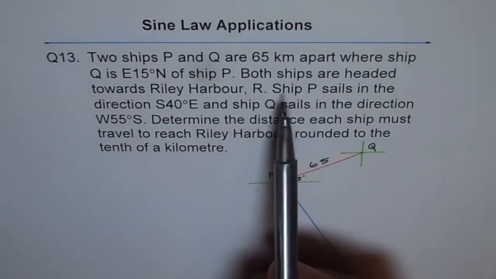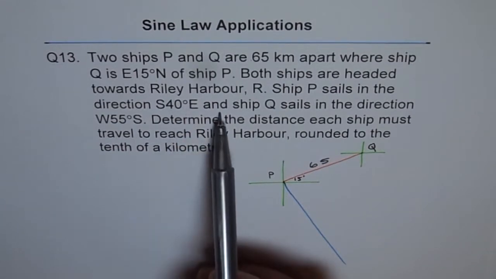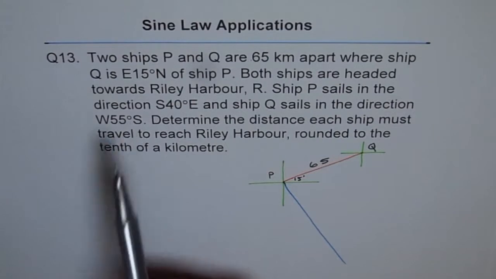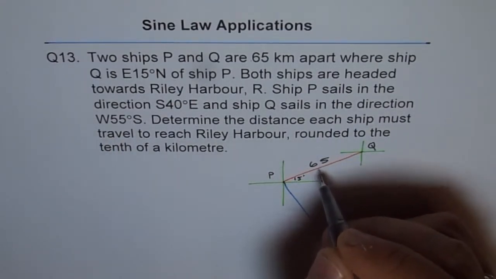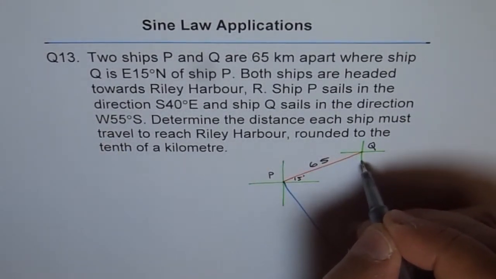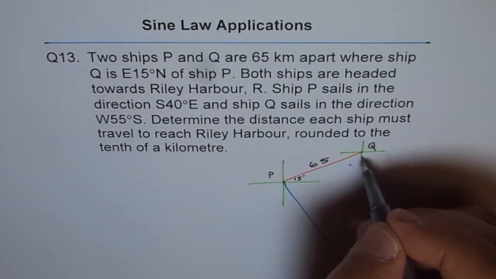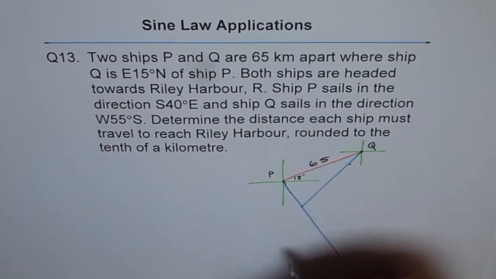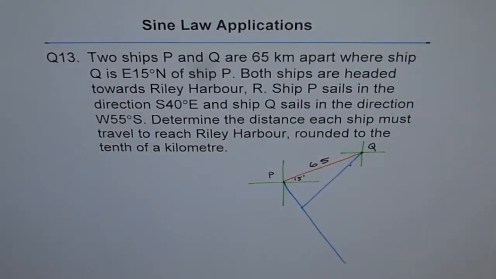Now read again. Ship P sails in the direction south 40 degrees east and ship Q sails in the direction west 55 degrees south. So that is south for Q and west is this direction. Now it says 55 degrees. And let's assume that from west 55 degrees south is kind of here, so it goes like this. Do you see that?